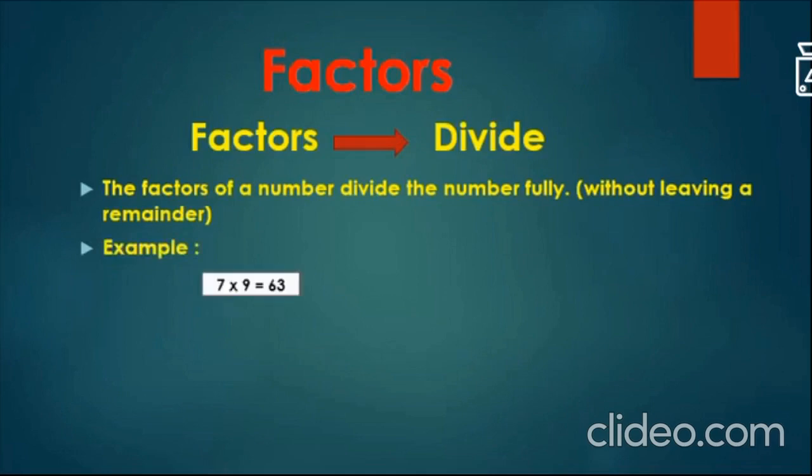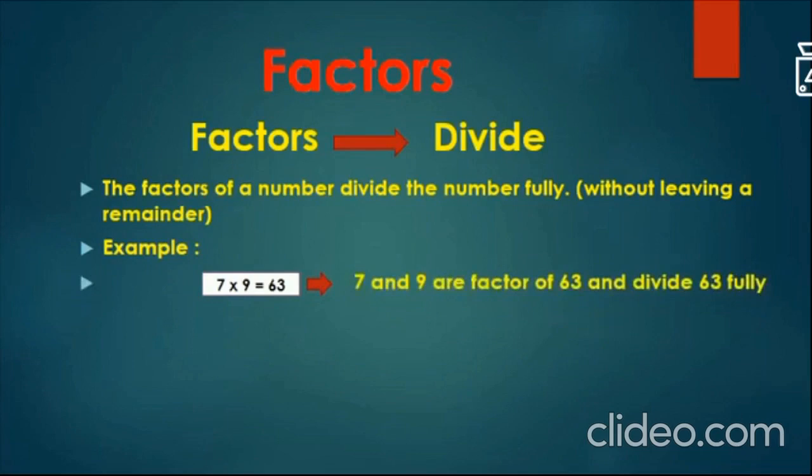For example, 7 multiplied by 9 is equal to 63. Here if you divide 63 by 7, you will get 9 and the remainder will be 0. And if you divide 63 by 9, you will get 7 and the remainder will be 0. So 7 and 9 are factors of 63 and divide 63 fully.